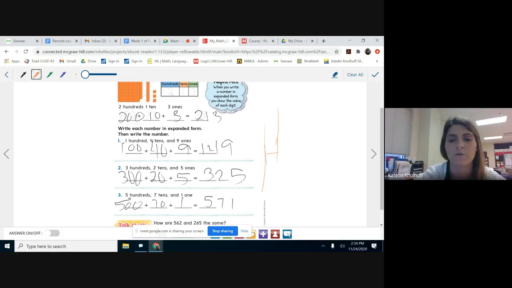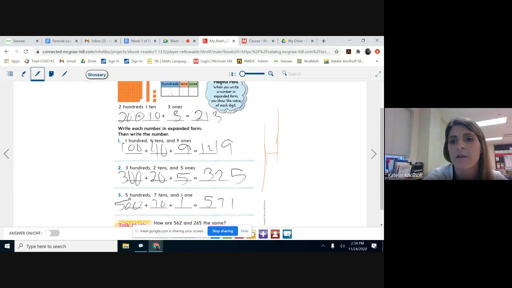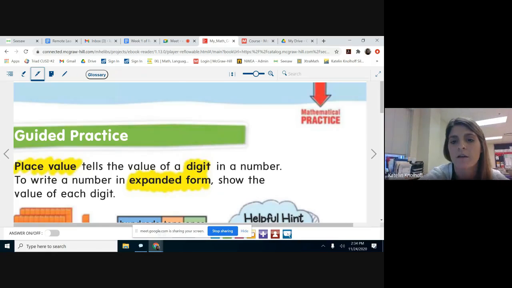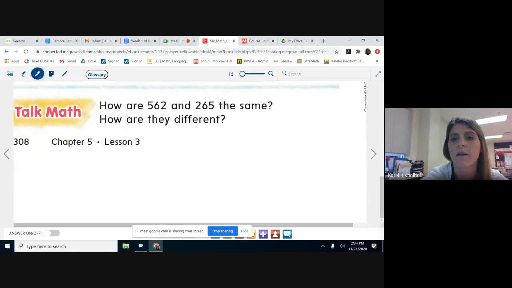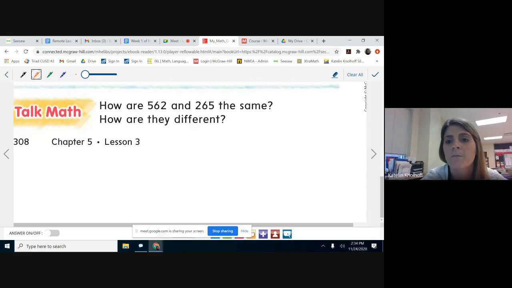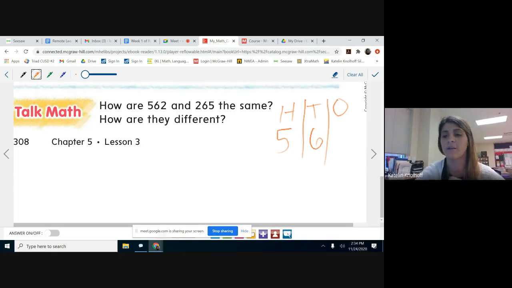oopsies, let me go down. I'm going to have to make this bigger for you guys. All right, there we go. If we make a chart and put our numbers in there, our hundreds, tens, and ones. 5 would go in the hundreds place, so that means 500. 6 would go in the tens place, so that means 60. And 2 would go in the ones place, so that means 2.